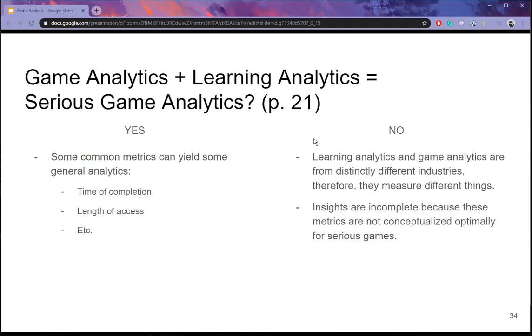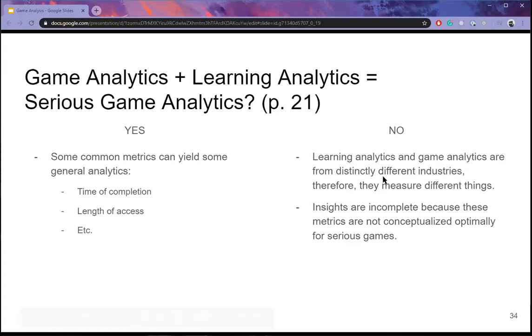So now we come to the question of whether game analytics plus learning analytics equals serious game analytics. Well, the answer is yes and no. Yes is quite obvious because there are some common metrics in learning analytics that serious games can use, and there are also some common metrics in game analytics that serious games can use as well. So these metrics can be general analytics for all of the industries that we listed. These, for example, can be the time of completion, length of access, etc.